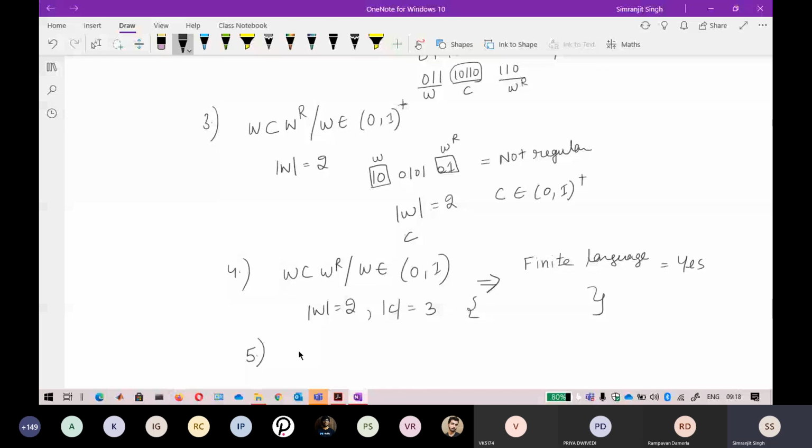There are variants of questions in this. There are 5 variations: 1, 2, 3, 4, 5. This is the first variation I have done. I will tell you about the remaining 4 variations in the next lecture, as well as what I have told you about 0 plus 1 plus. I will also tell you about all of these variations on 0 plus 1 star.